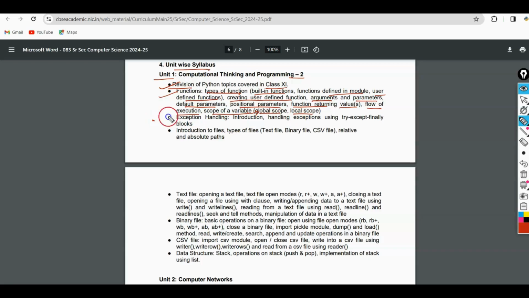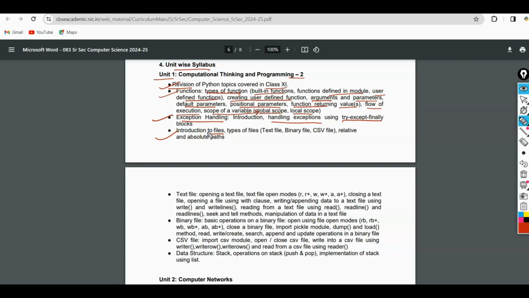Okay, the next chapter under unit 1 is exception handling. It's a very important chapter, and we are going to study how to handle exceptions by using try, except and finally blocks. And your third topic is introduction to files. This is your file handling.